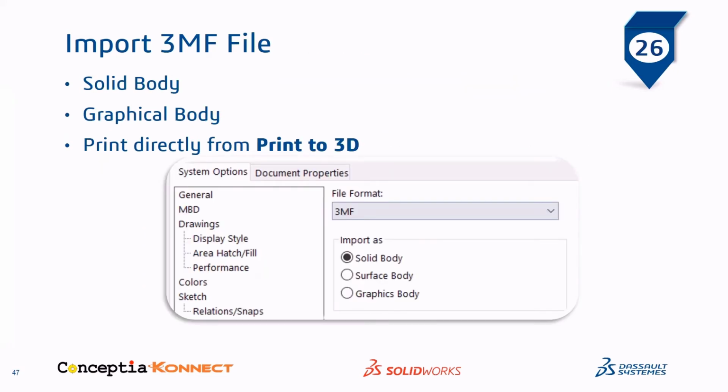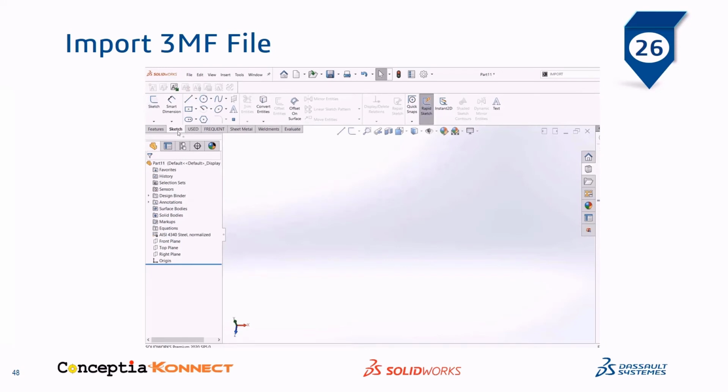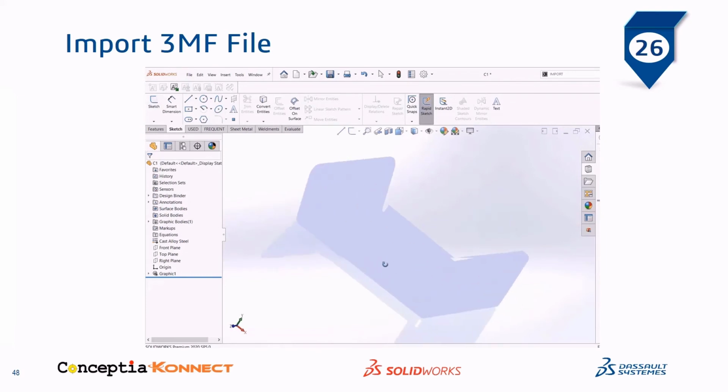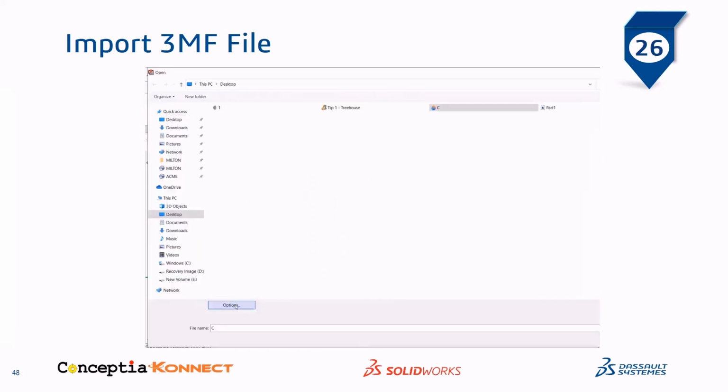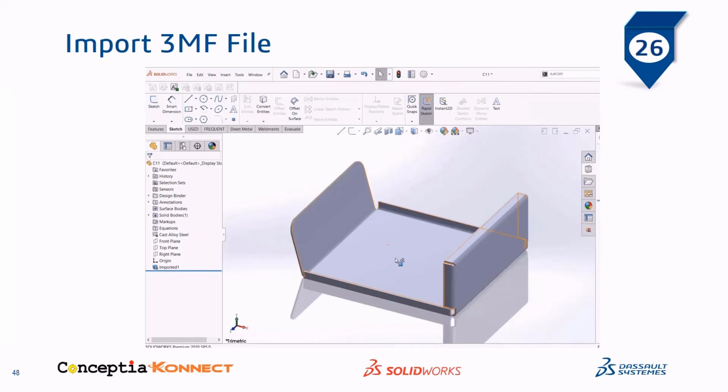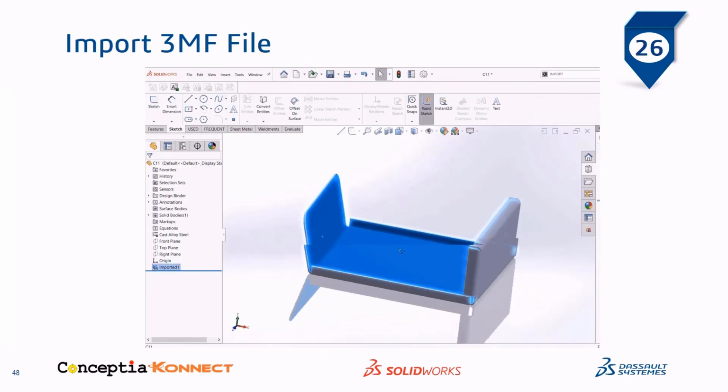Number 26. Import 3MF file. When you are importing the 3MF file, select the Options command. It will display 3 options of how it is to be visualized: as a solid, surface, or graphics body. Choose as per your preference. So this is a graphics body of a 3MF file which is imported. Now let us change it into a solid body. OK. We can also create and group mesh faces. So this is a solid body.